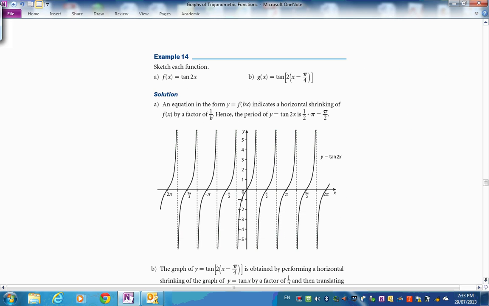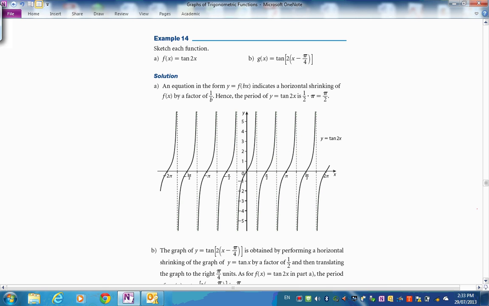Here's some changes for tan. Same thing here. Tan 2x, a stretch by a factor of a half. All the angles are going to behave as twice as big. So you're going to get the first asymptotic value here at a half the original, which is going to be pi on 4. And so on. And so the period now is going to be pi on 2. It's going to repeat itself in pi on 2.